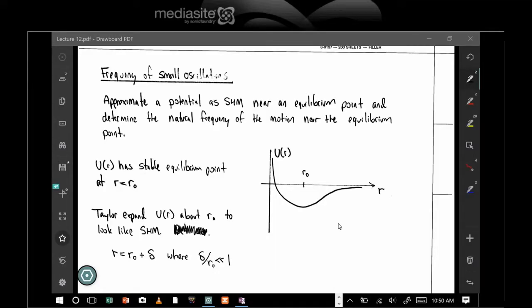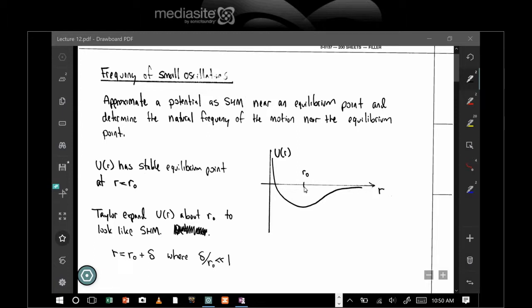I'd like to talk about the frequency of small oscillations. So let's consider this problem. Say I have a potential energy U of r, and here I'm plotting U(r) as a function of position. This particular potential has an equilibrium position.